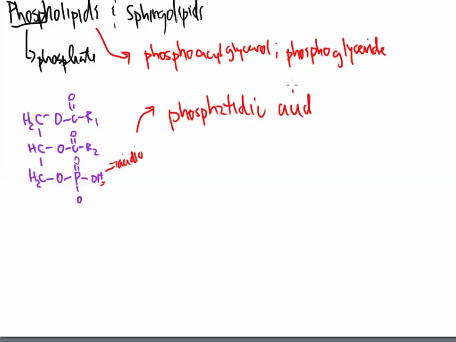I see the word phosphorus, so I know a phosphorus is involved. And I see the word acid, so I know something's going to be a hydrogen donor. So phosphatidic acids are the simplest phosphoacylglycerols. However, they're only present in very small amounts. Where are these phospholipids traditionally found? Well, these phospholipids are traditionally found in cell membranes. And we'll expand on that a little bit later on. But phosphatidic acids, they have very low concentrations.